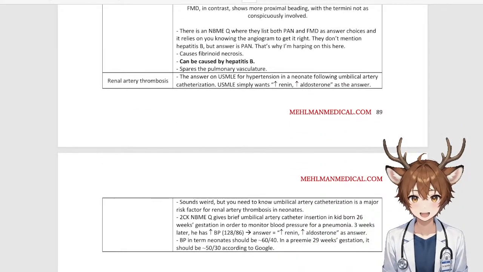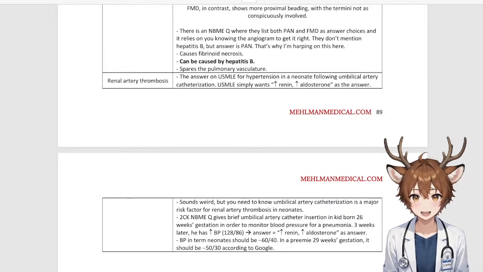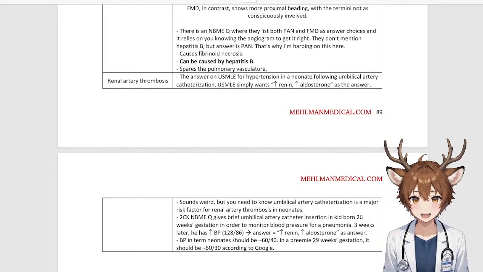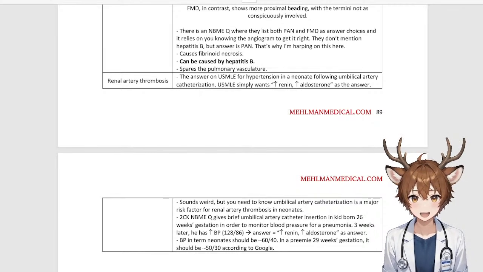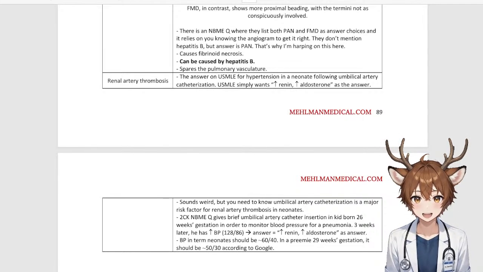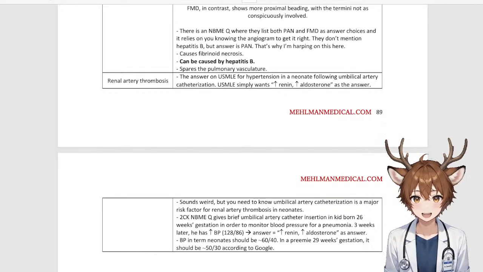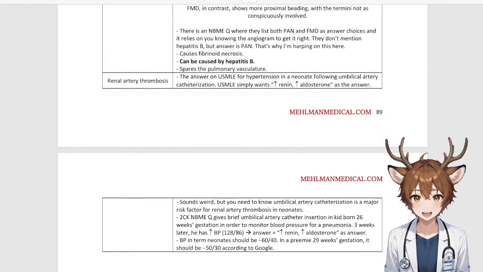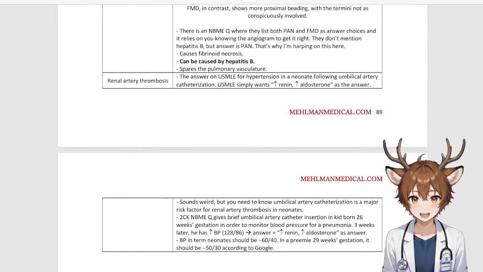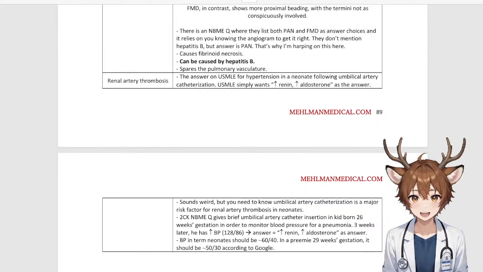What about renal artery thrombosis? The answer in USMLE for hypertension in a neonate following umbilical artery catheterization. USMLE simply wants an elevation in renin and elevation in aldosterone as the answer. It sounds weird, but you need to know umbilical artery catheterization is a major risk factor for renal artery thrombosis in neonates. A 2CK NBME question gives a brief umbilical artery catheter insertion in a kid born at 26 weeks gestation in order to monitor blood pressure for a pneumonia. 3 weeks later, he has an elevated blood pressure, 128/86. The answer would be elevated renin, elevated aldosterone.